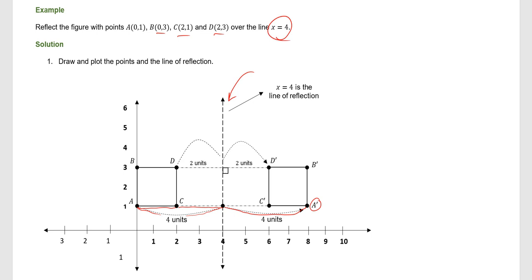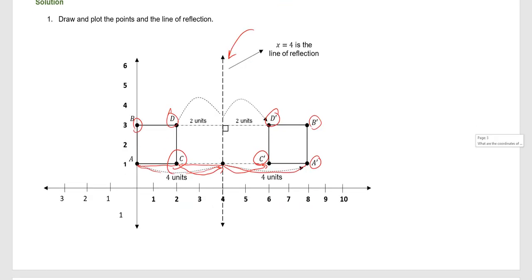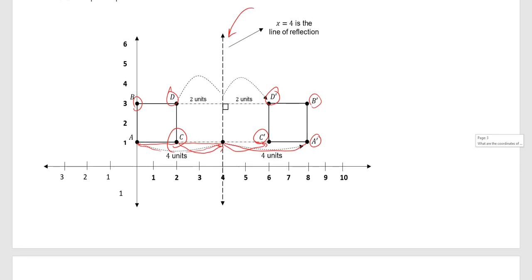Okay, same for point B, so it's 4 units from the line of reflection, so point B prime is 4 units on the other side. Point C is 2 units from the line of reflection, so C prime is 2 units on the other side, and then same for D, 2 units, 2 units. And then we can connect the reflected points to get the reflection square.